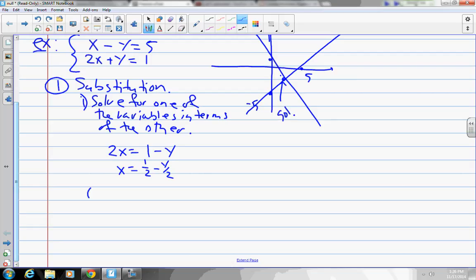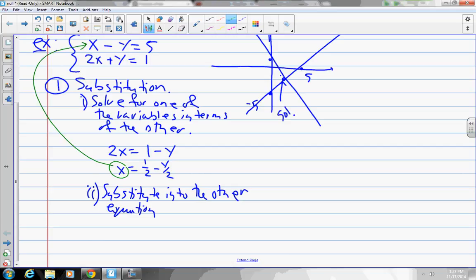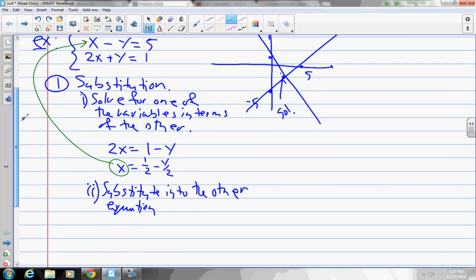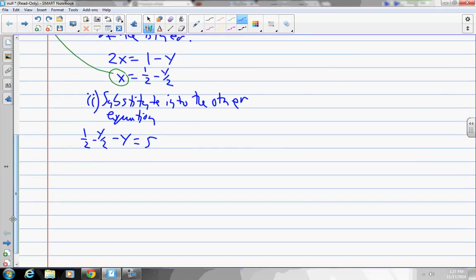So then, the second step would be to substitute into the other equation. So we're going to take this x, and we're going to plug it into the other equation. So if we're solving in the second one, plug it back in the first. So we'll get 1/2 minus y over 2 minus y equals 5. Right?